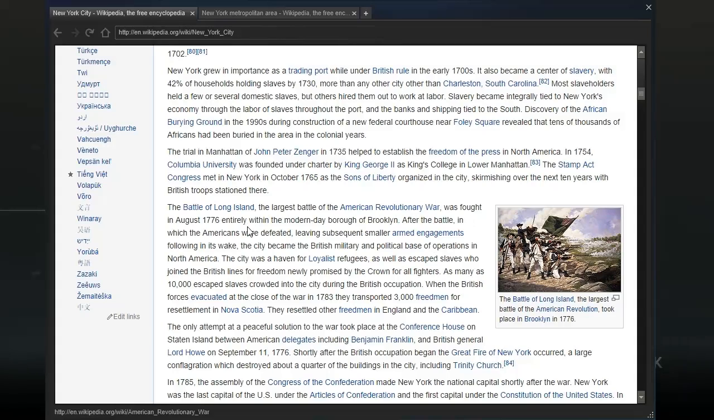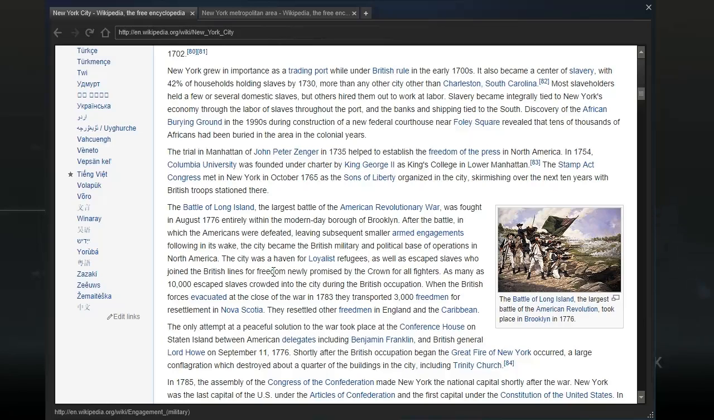The Battle of Long Island, the largest battle of the American Revolutionary War, was fought in August 1776 entirely within the modern-day borough of Brooklyn. After the battle, in which the Americans were defeated, leaving subsequent smaller armed engagements following in its wake, the city became the British military and political base of operations in North America.